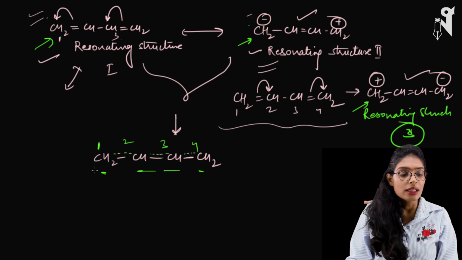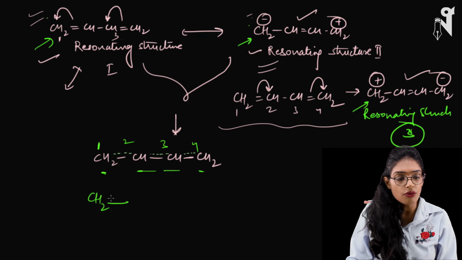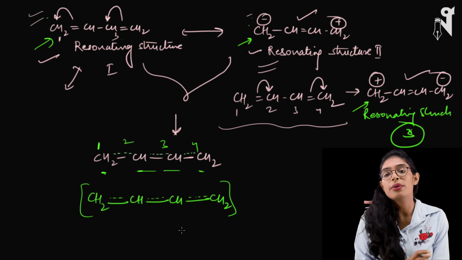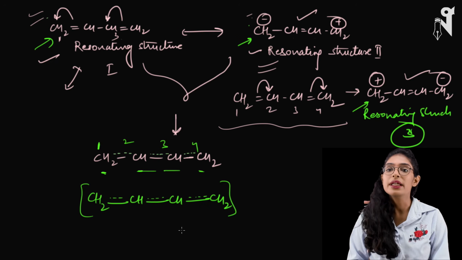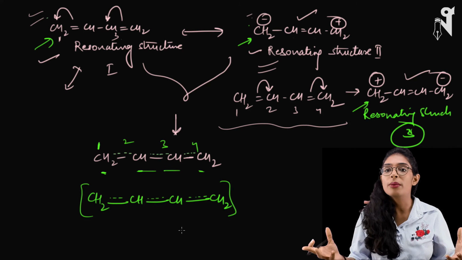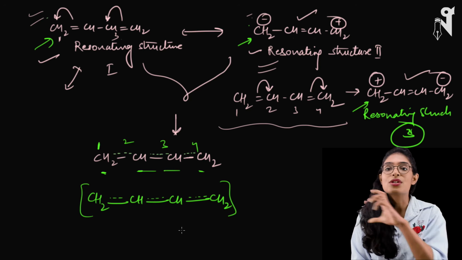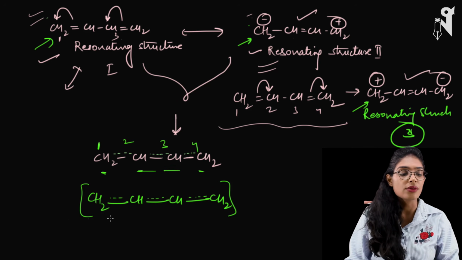So this is the actual representation of my molecule. This is a structure which can explain all the properties of buta 1,3 diene, and what all different products it forms can be explained through this particular mixed structure, and this mixed structure is called the resonance hybrid.